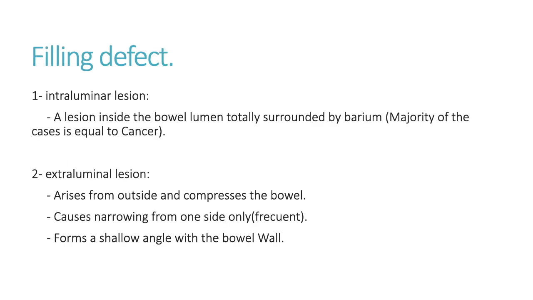So let's start with filling defect. Filling defect we have two types: intraluminal lesion and extraluminal lesion. So intraluminal lesion is a lesion inside the bowel lumen, totally surrounded by barium. In the majority of cases it is cancer. The extraluminal lesion is very uncommon, but anyway arises from outside and compresses the bowel, causes narrowing from one side only, and forms a shallow angle with the bowel wall. Anyway, we will focus on intraluminal lesion just for your level.